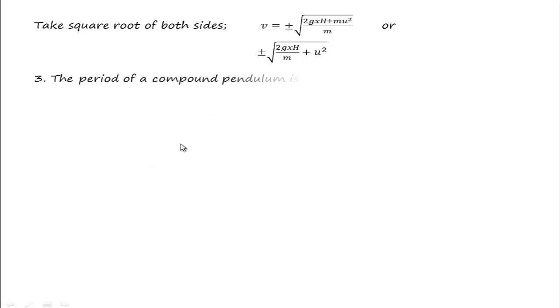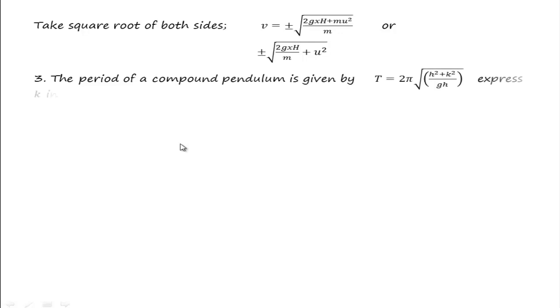Are you following? Now, take the square root of both sides for you to remove the square from V, and then you will get the root of 2gsH plus MU squared divided by M. Are you following now? You can get this one or you get it this way. Either of the two, you get the correct answer. That is what you get from here. Now let's go to number 3.